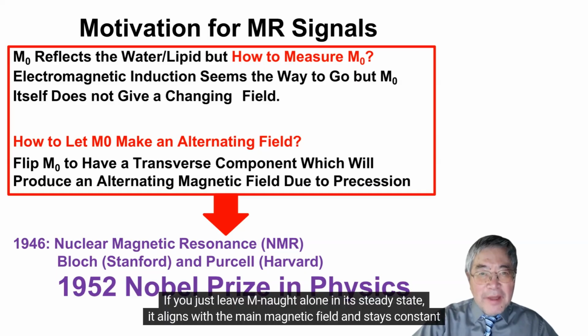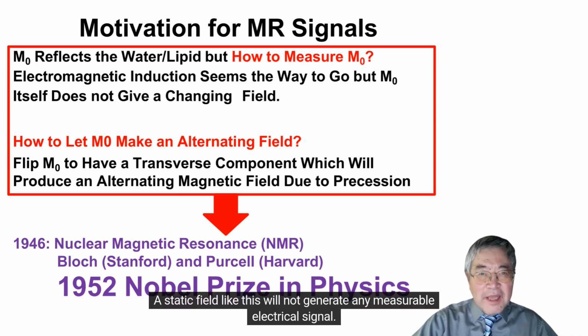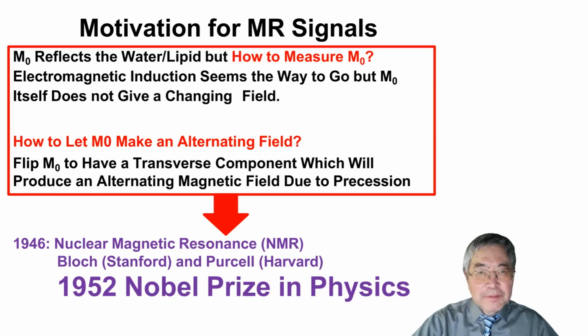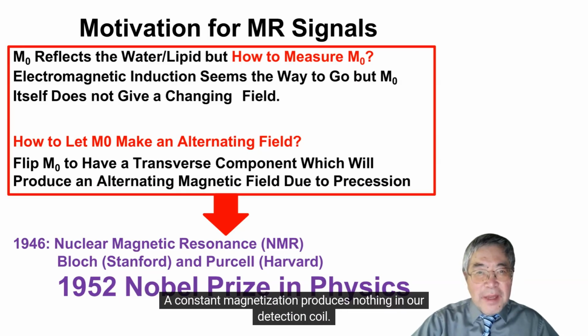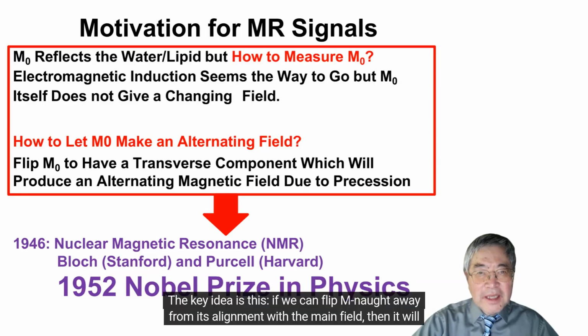If you just leave M0 alone in its steady state, it aligns with the main magnetic field and stays constant in time. A static field like this will not generate any measurable electrical signal. Remember, electromagnetic induction only works when the magnetic field is changing. A constant magnetization produces nothing in our detection coil. The key idea is this.